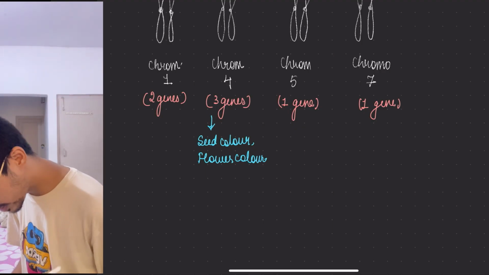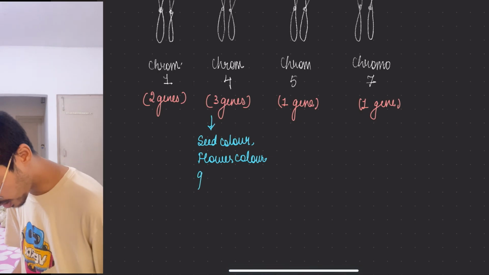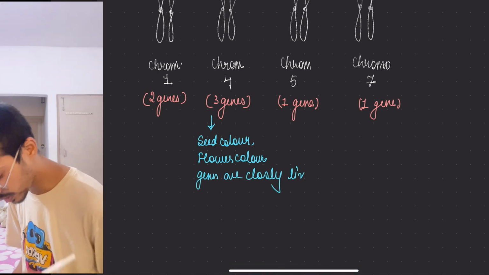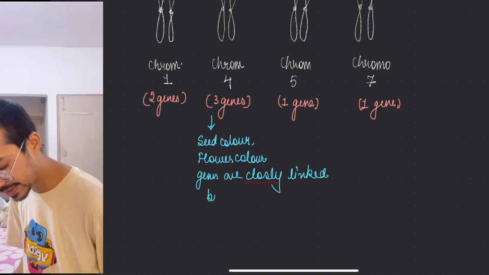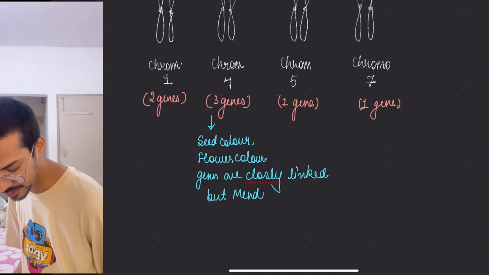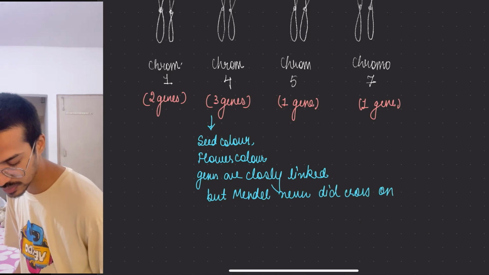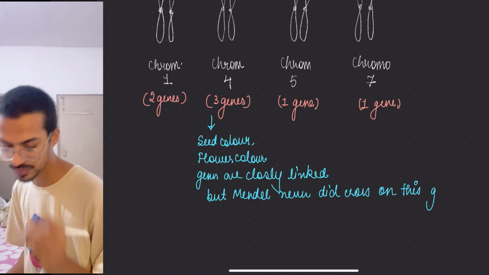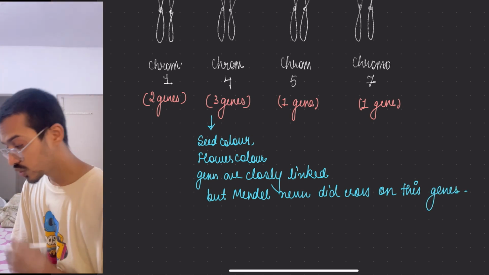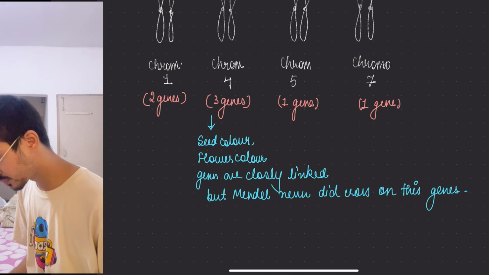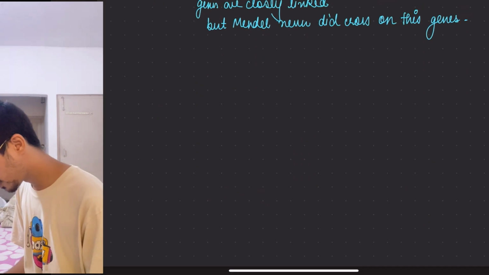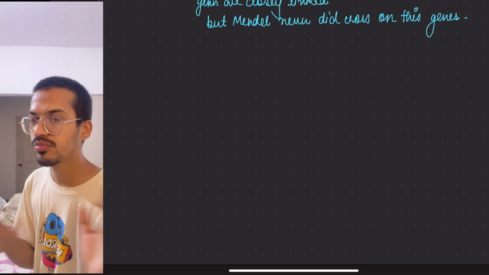Okay, so these genes are closely linked, but Mendel never did a cross on these characters, on these genes. Understood? So this thing is there. Next thing, whatever he did, crossing over occurs.